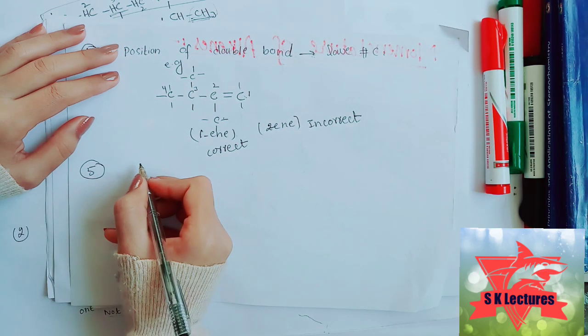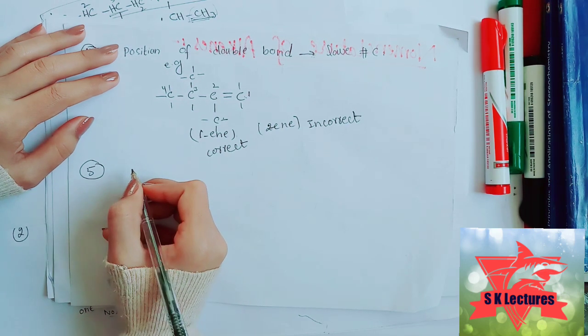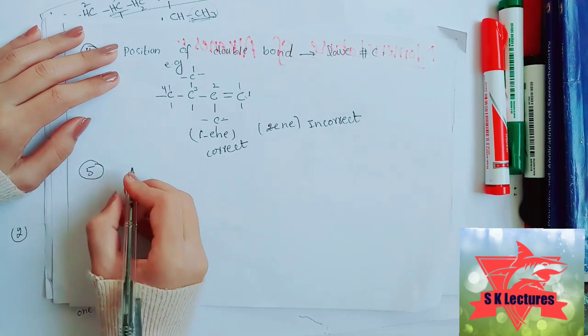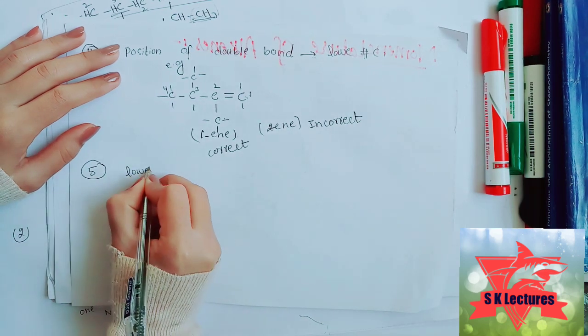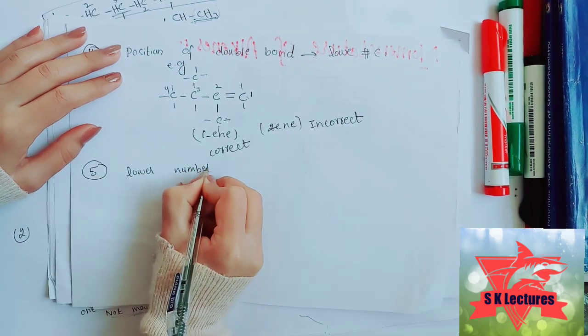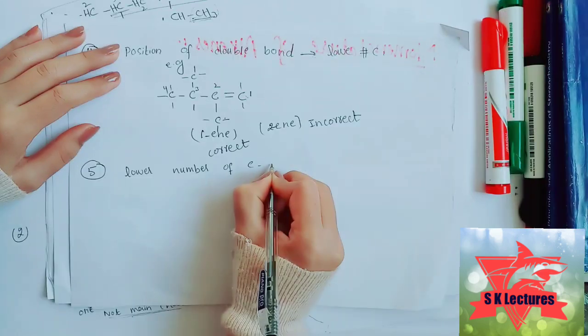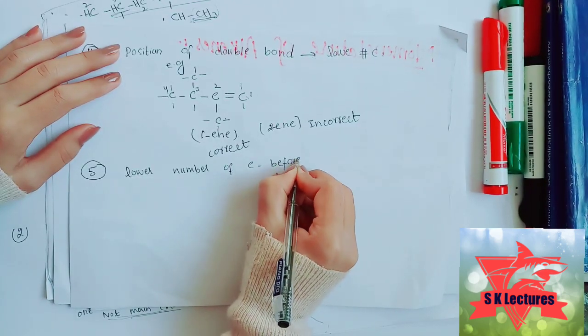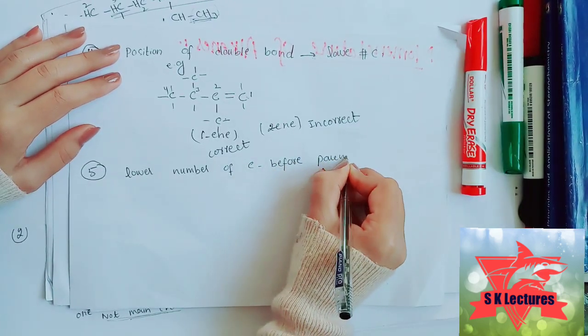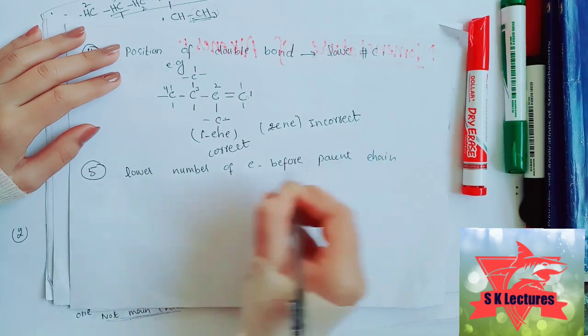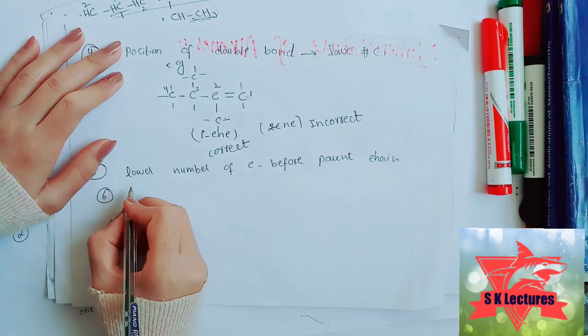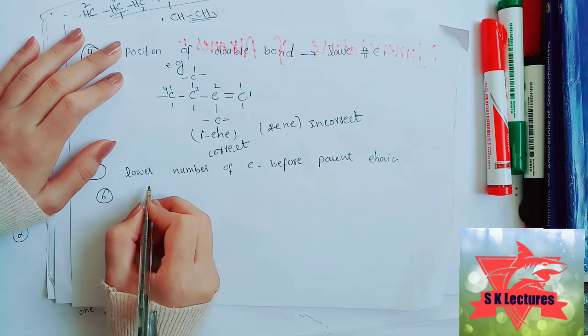So the fifth rule is that the lower number of the carbon atom is placed before the name of the parent alkane. It means that while writing the name of the whole chain, first the lower number of the carbon atom on which the double bond is present is written, and then the parent name will be written.